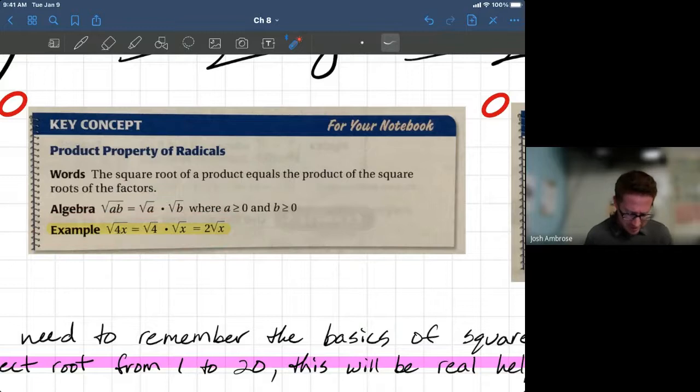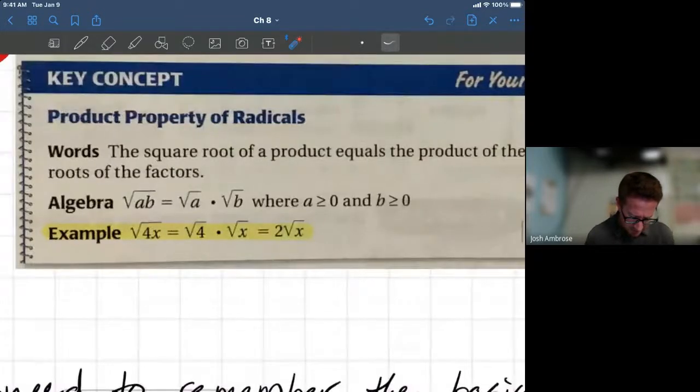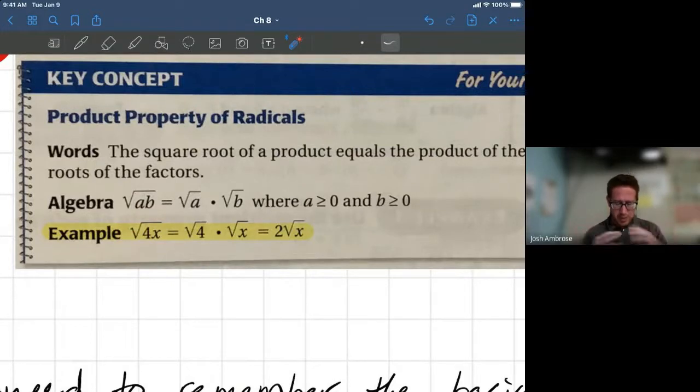So you could see, let's say you have the square root of 4x. That can be broken up into two individual parts, square root of 4, square root of x. We don't know what x is. X is anything. We have no clue what x is. So the square root of x is just the square root of x. But we do know that the square root of 4 is 2.